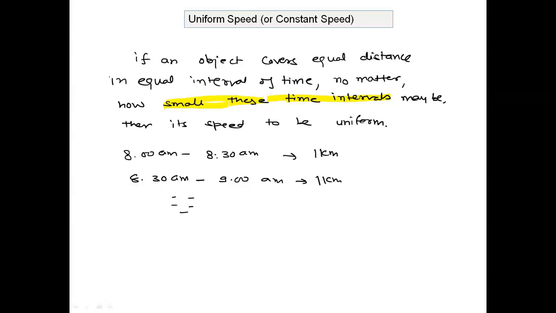But it is not necessary. In every 1 second we are covering the same distance. So when it is a uniform speed and we are calculating it, we are supposed to keep in our mind that the time interval should be as small as possible. Then we will check in that small time interval whether equal distance is covered or not. If equal distance is covered, we will say the object is moving with uniform speed or constant speed.